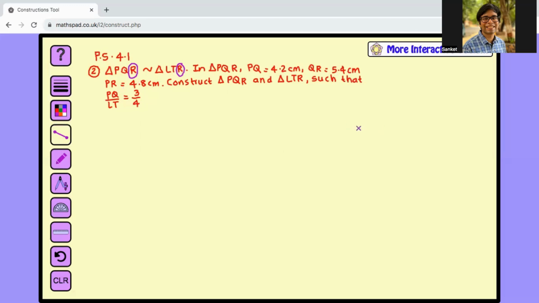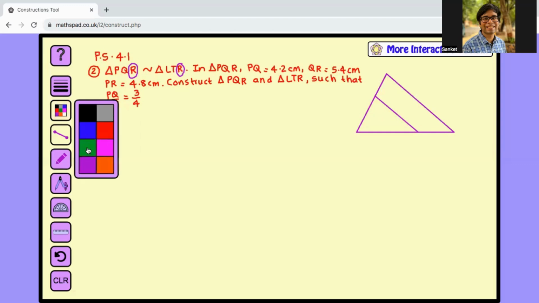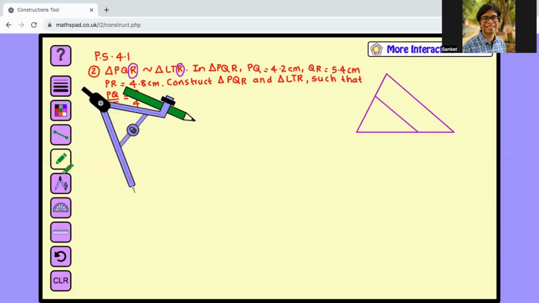So I'm going to draw a rough figure here. My rough figure will look something like this. So these two are the similar triangles. And the first step that I'm going to do is label the common vertex. The common vertex is R. I'm going to label it over here because this is common to both these triangles.